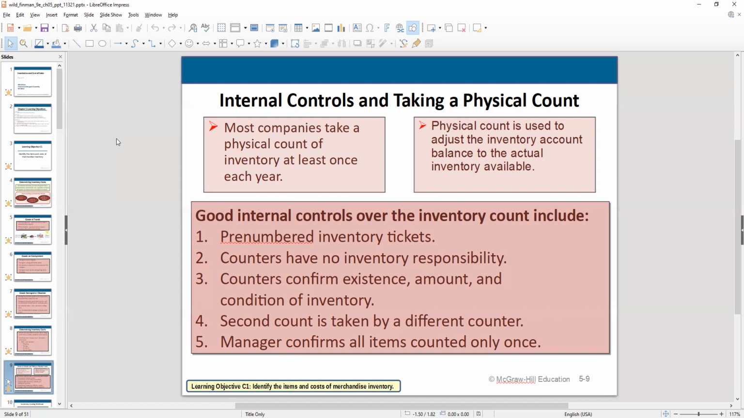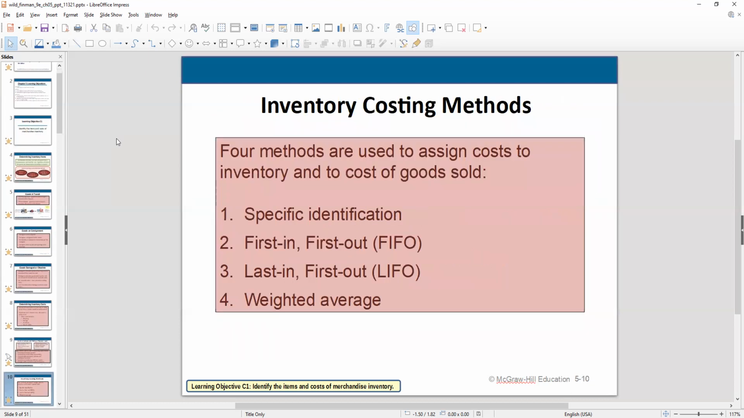So these are just examples of some of the controls. Companies probably have other controls. They probably don't publicize them, simply because they don't want to give anybody the opportunity to steal.